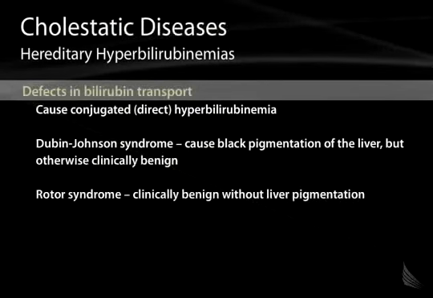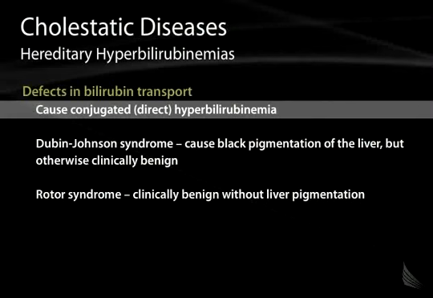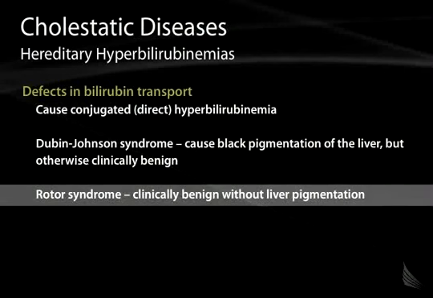There are other deficiencies in bile transport as well, which cause an increase in conjugated bilirubin. Dubin-Johnson syndrome, which causes black pigmentation of the liver, but is otherwise clinically benign. Or Rotor syndrome, which is, again, another clinically benign syndrome without liver pigmentation.